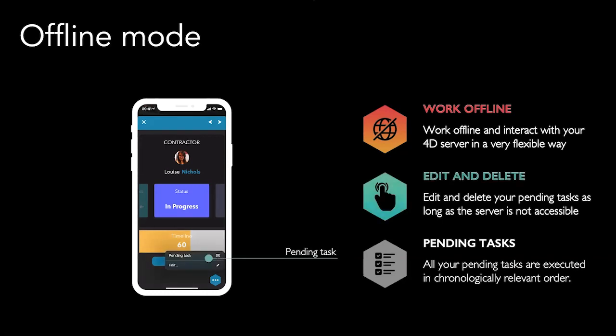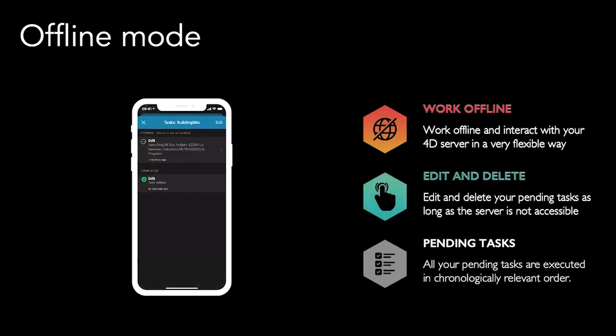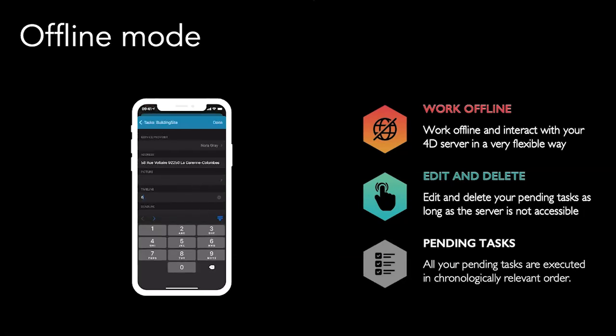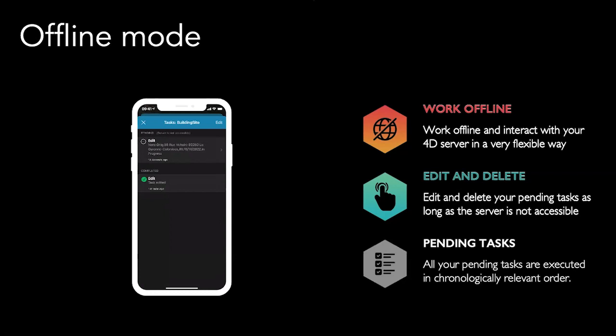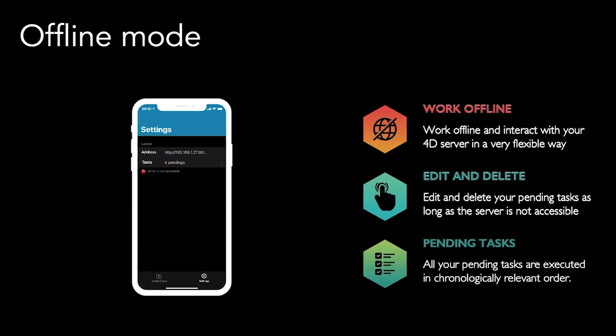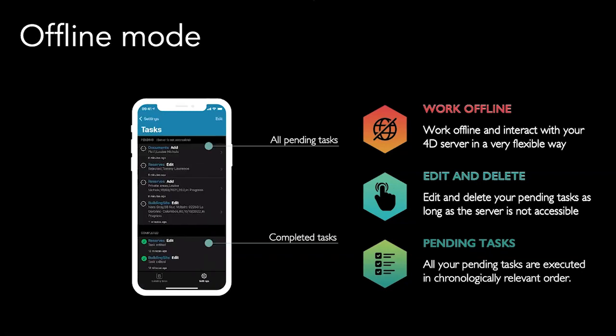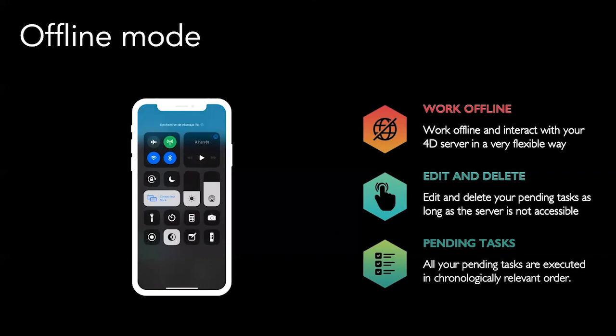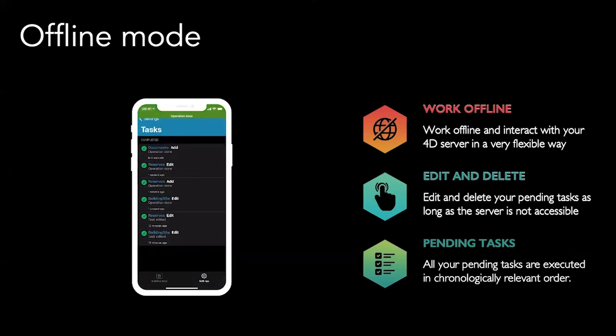Now you can edit and delete your pending tasks that are in the queue as long as the server is not accessible and they're still in the queue. Once the connection to the 4D server is back, these pending tasks will be automatically processed and executed in chronological order. As you can see in this portion of the demo, as soon as the server came back online, all the tasks were removed from the pending queue.